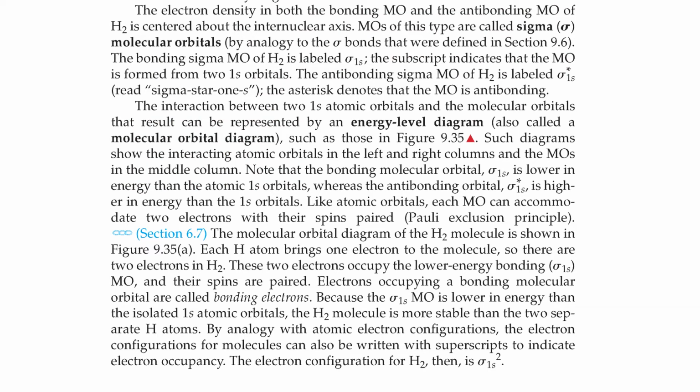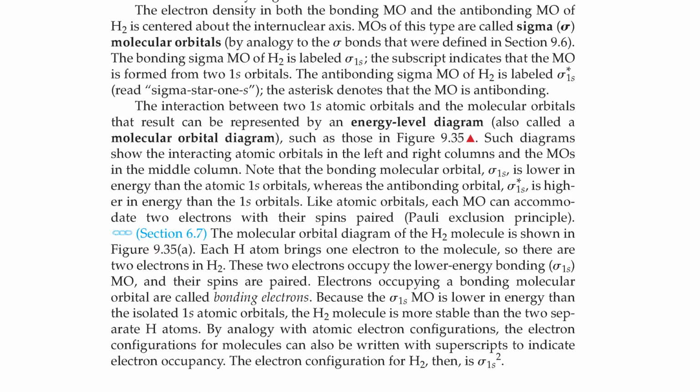The electron density in both of the bonding molecular orbitals and the antibonding molecular orbital of hydrogen is centered about the internuclear axis. Molecular orbitals of this type are called sigma molecular orbitals, by analogy to the sigma bonds that were defined in section 9.6. The bonding sigma molecular orbital of hydrogen is labeled sigma 1s. The subscript indicates that the molecular orbital is formed from two 1s orbitals. The antibonding sigma molecular orbital of hydrogen is labeled sigma star 1s. The asterisk denotes that the molecular orbital is antibonding.